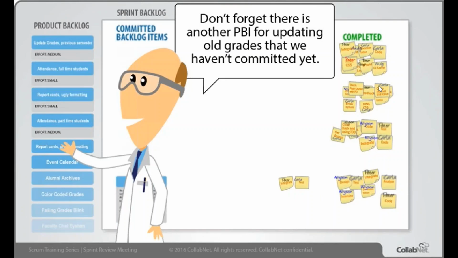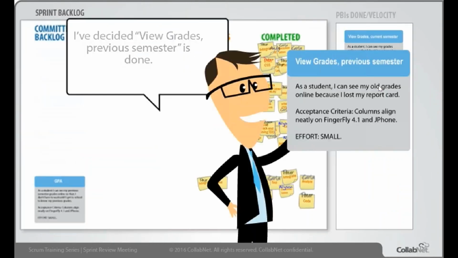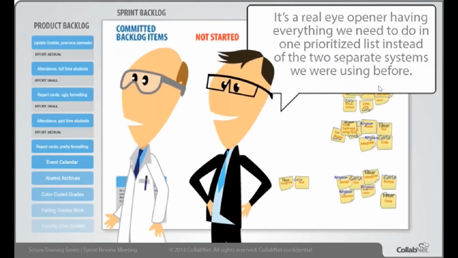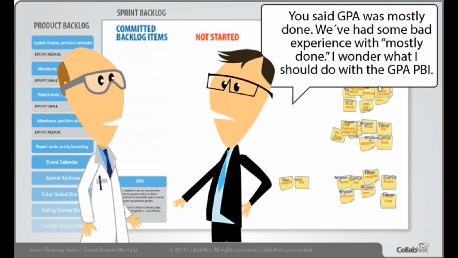Don't forget, there's another PBI for updating old grades that we haven't committed yet. I've decided view grades previous semester is done. It's a real eye-opener having everything we need to do in one prioritized list instead of the two separate systems we were using before. You said GPA was mostly done. We've had some bad experiences with mostly done. I wonder what I should do with the GPA PBI.